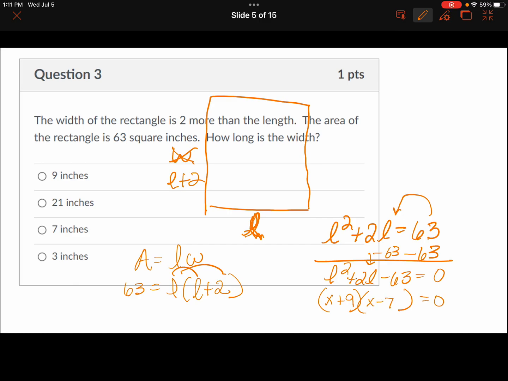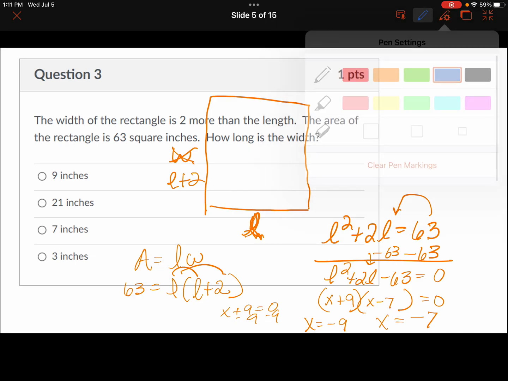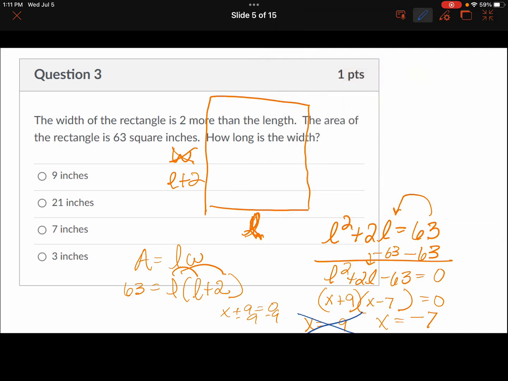Now, when I go to solve this one, because it's a real-world problem, I get two answers. I get x equals negative 9, and if you don't know how I jump to that, it's x plus 9 equals 0, minus 9 from both sides. And then I get x equals 7. But since we're talking length, x equals negative 9 is what we call an extraneous root. It's not one that works for a real-world problem.